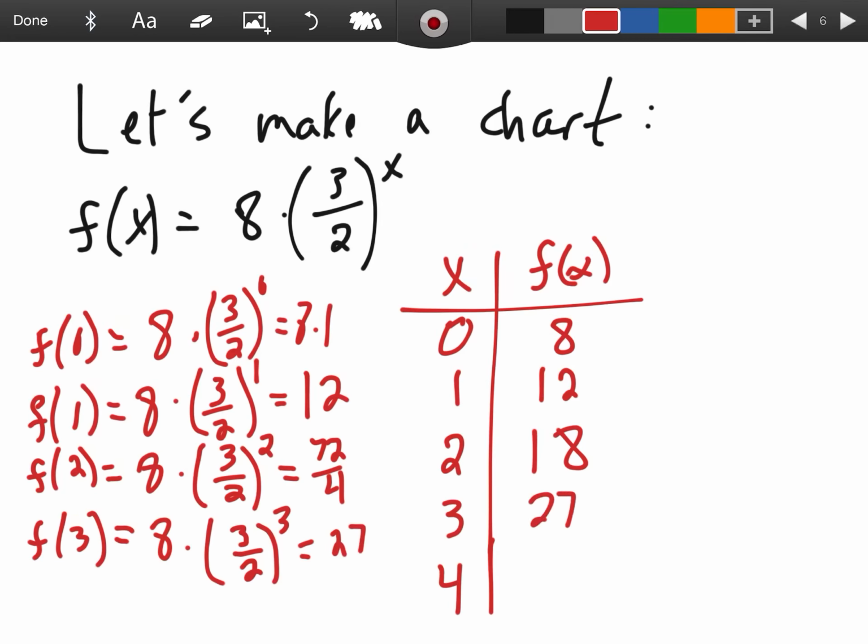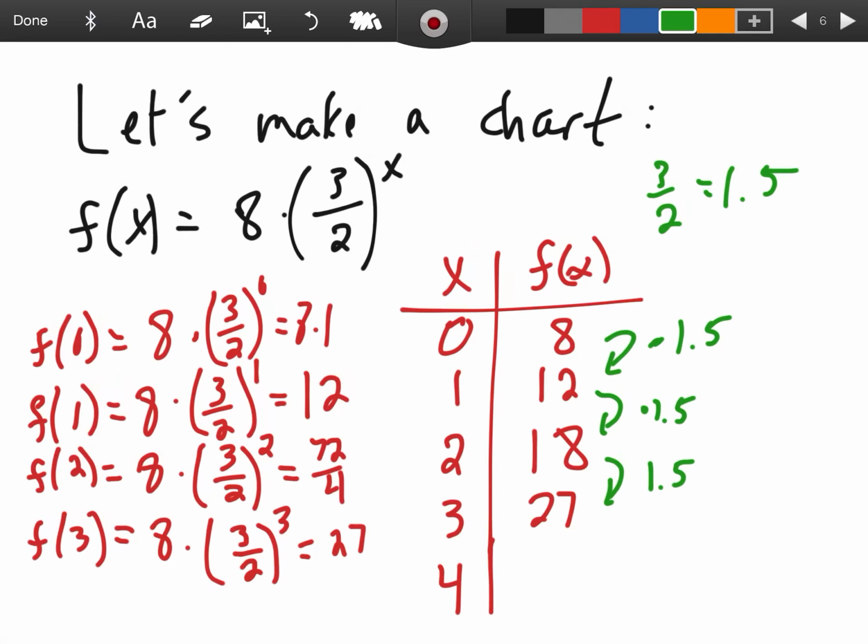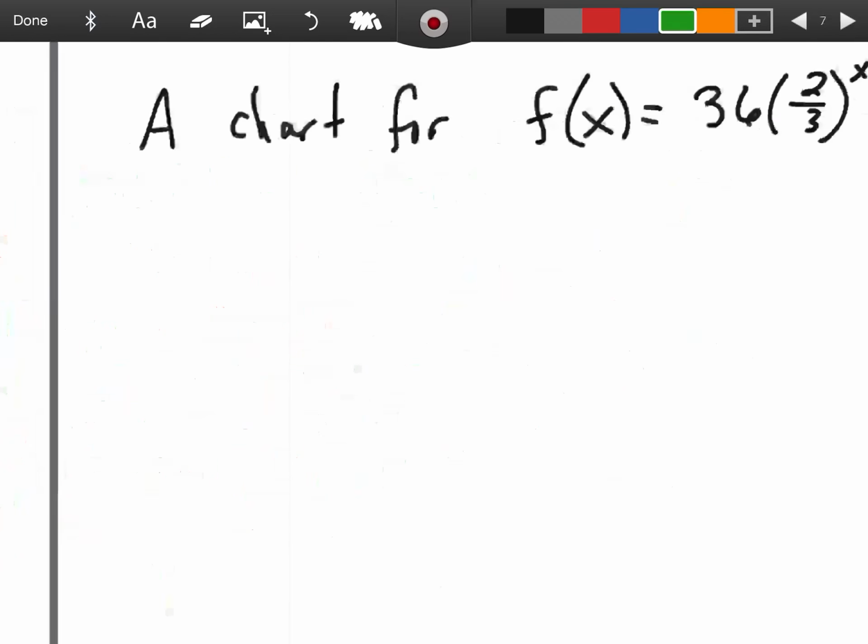All right, so here's a little chart for my f of x here. Now let's see what's happening. This was a multiplication by 1.5. Of course, I know 1.5 is equal to 3/2. Then, again, to get to the next one, I added 6, which was, again, a multiplication of 1.5. And, again, a multiplication of 1.5. So we can see how that growth factor is coming into play. So, again, my b value is what I'm multiplying by to get the next value. And then my a value here, this 8, is my initial value. When x is equal to 0, y is equal to 8.